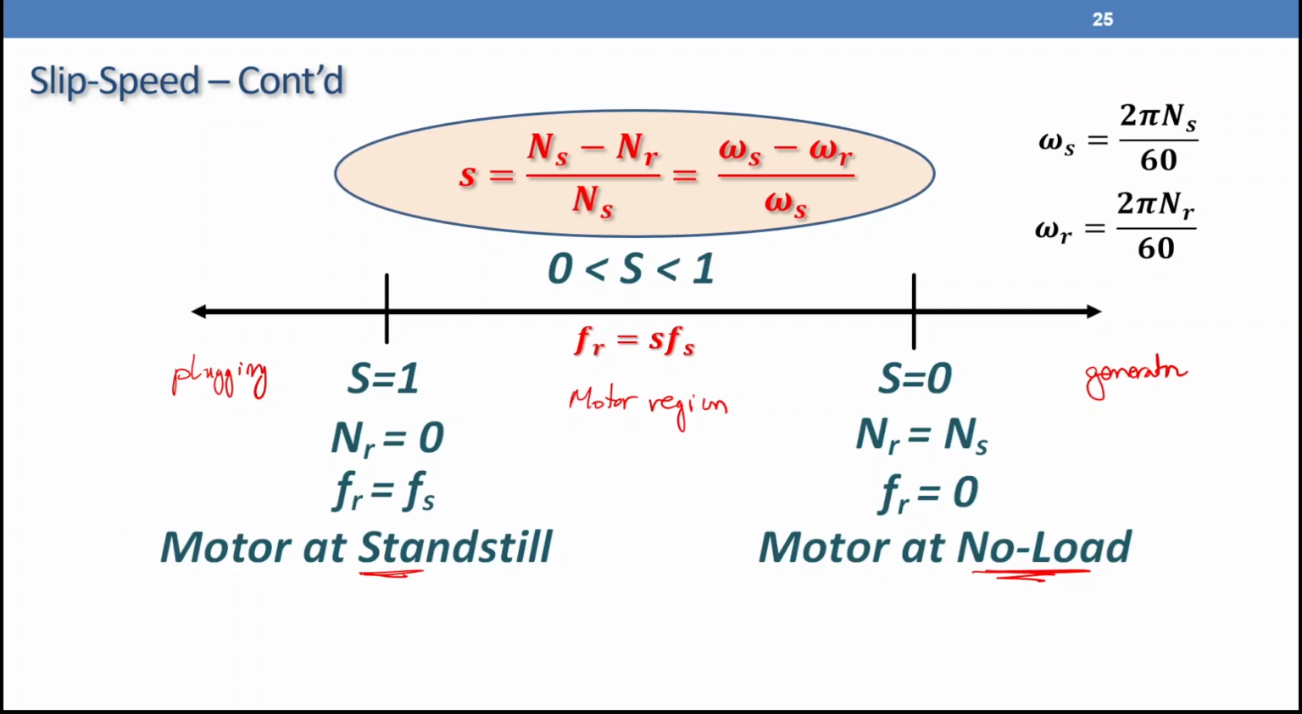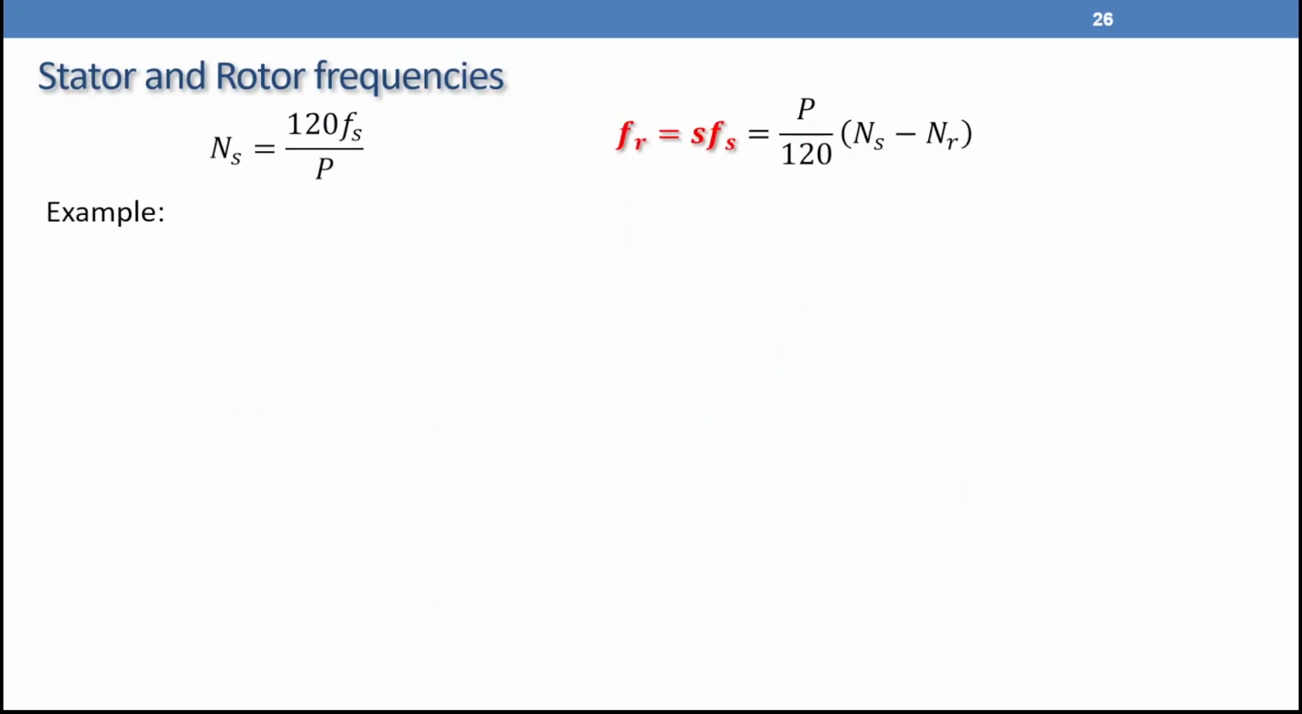So the motor operating at full load, the running speed will be close to the synchronous speed, so that will be the region where the motor is operating at loading conditions. Let's look at the next slide to explain that more. Let's look at this example.